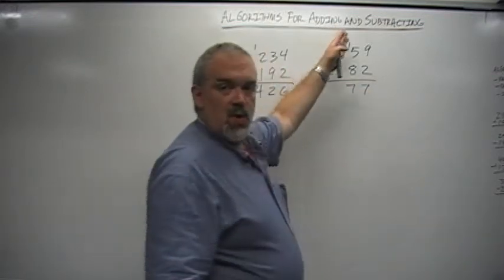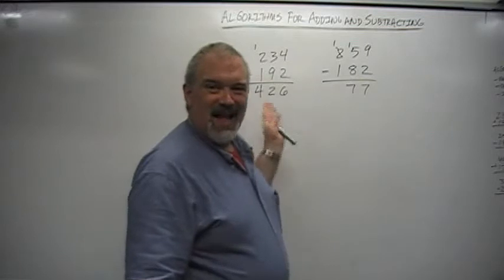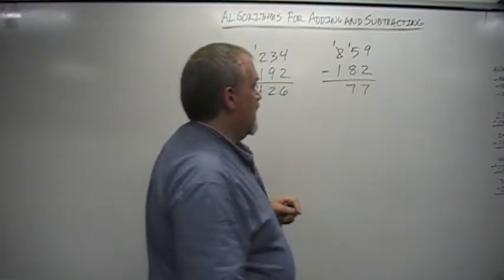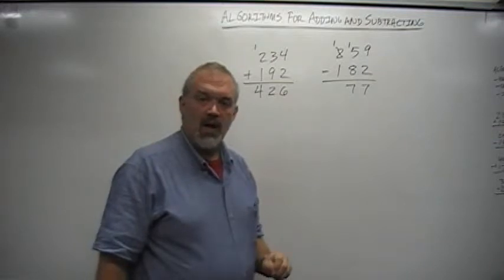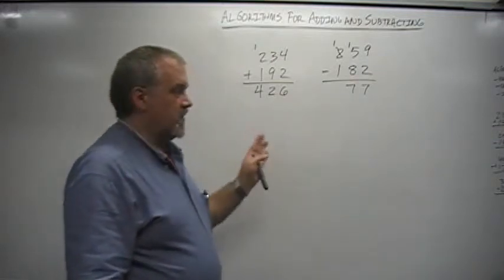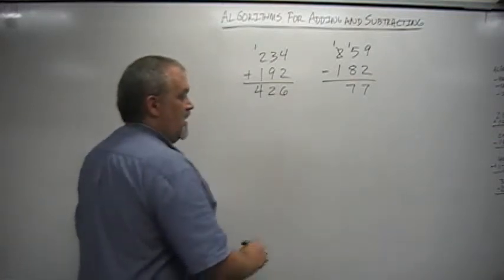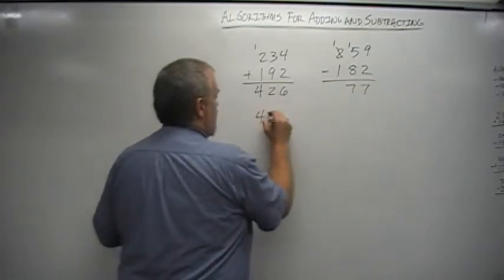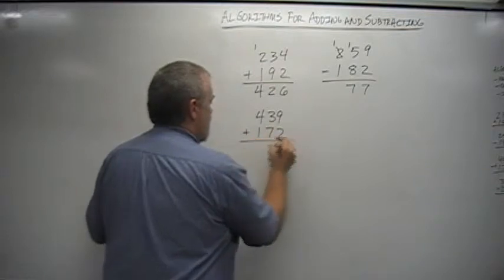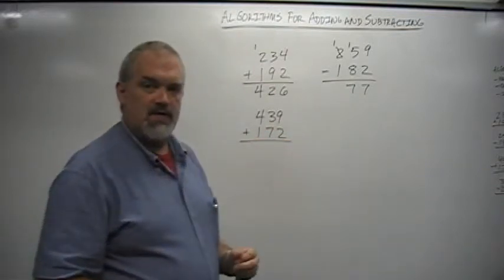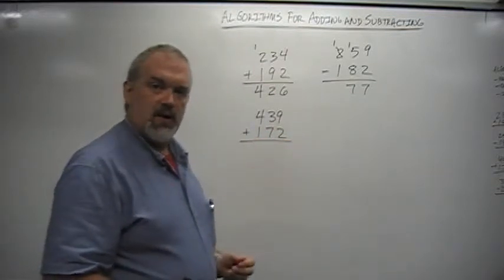My last column is 1 minus 1 is 0. It's the last column, so I don't need to write the 0 down. But again, that's how subtraction algorithms work. We're going to do a couple more examples. The first one, we'll do another addition one: 439 plus 172. If you want to pause and try this on your own and see if you can do it, that'd be great. But I'm going to go ahead and do it here.